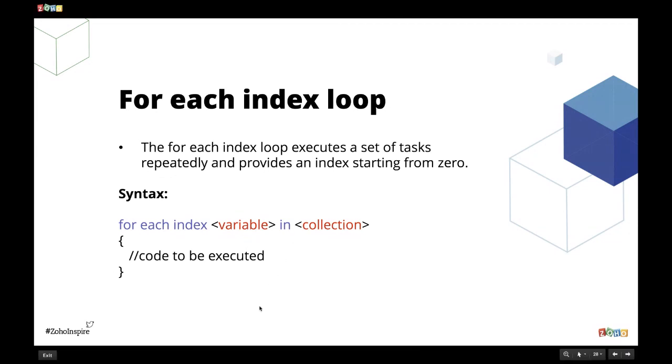So the syntax for that would be for each index, and then you have the variable which would contain the index, and use the in criteria, and you have the collection name, and inside curly braces you could have your code to be executed. And the index always starts at 0.